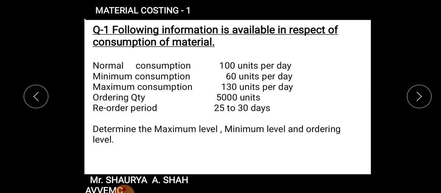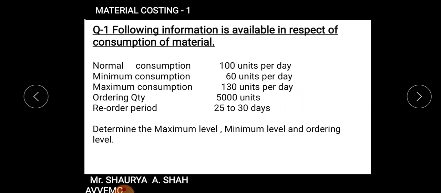What is given in the sum, students? The very first is your normal consumption. Normal consumption is 100 units per day, students. Minimum consumption is 60 units per day. Maximum consumption is 130 units per day. Ordering quantity is 5000 units. Reordering period is 25 to 30 days, right?